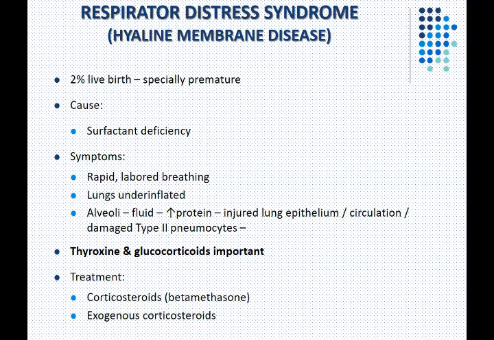I'm talking about the baby that is born and is suffering from respiratory distress syndrome. उसको फिर exogenous surfactant देते हैं, and that is the best if it is available. Otherwise, betamethasone, which is corticosteroid, would be right.